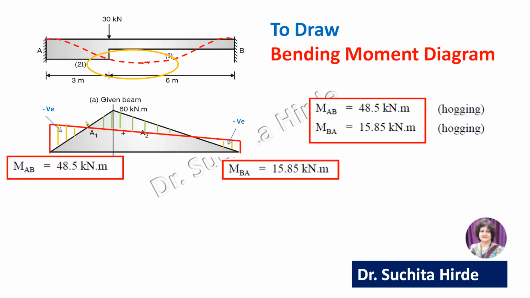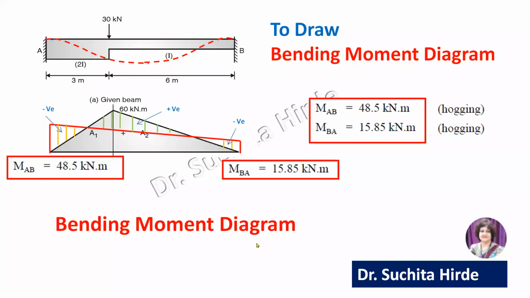So it is important to locate these points. For that, you will have to calculate the reactions first and then write the general equation of bending moment and equate it to 0 to get the point of contraflexure. So this is how we draw the bending moment diagram. How to calculate the point of contraflexure, I have already explained in some other video. So do watch those videos. I will provide the link in the description box.